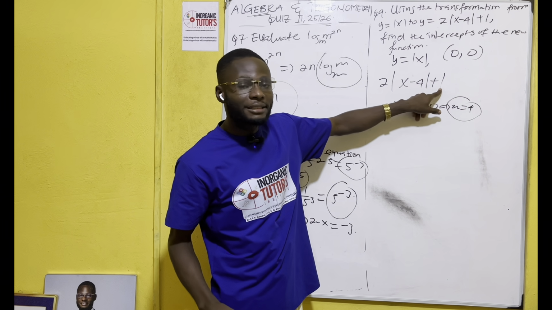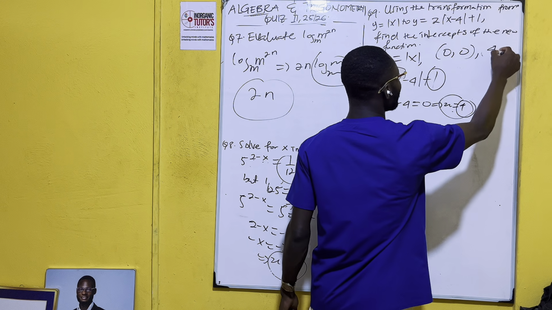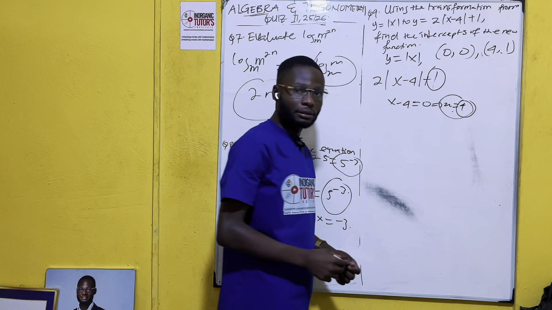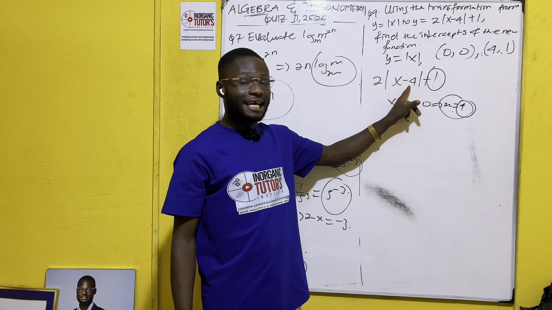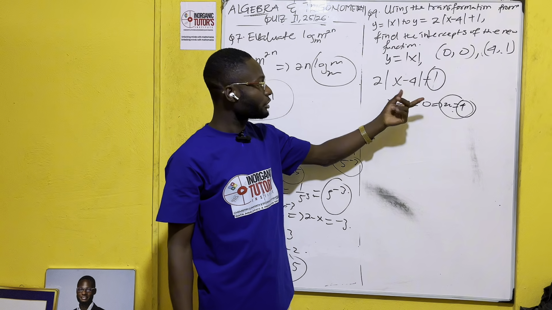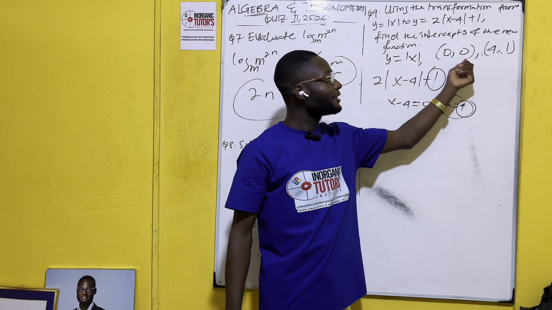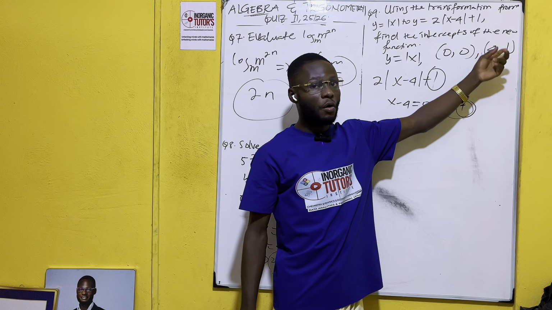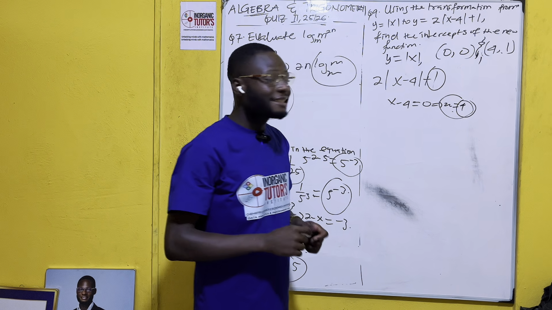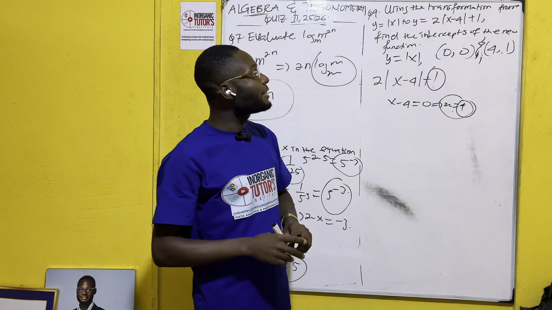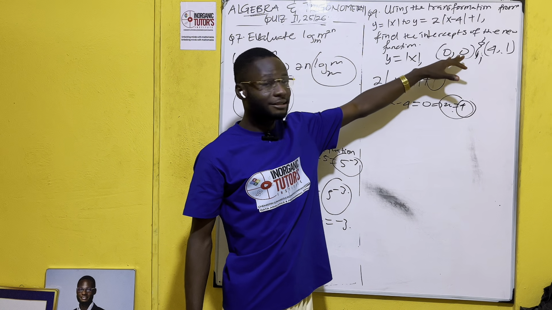And plus 1 here means that the x is 4 and the y is 1, right? Because we have a shift up by 1, and a shift to the right by 4 units. So we have 4 and 1. So the vertices are 0, 0 and 4, 1. Now, for us to get the intercept of the new function, that means that we have to find the x-intercept and y-intercept, right? So this is just the vertices.